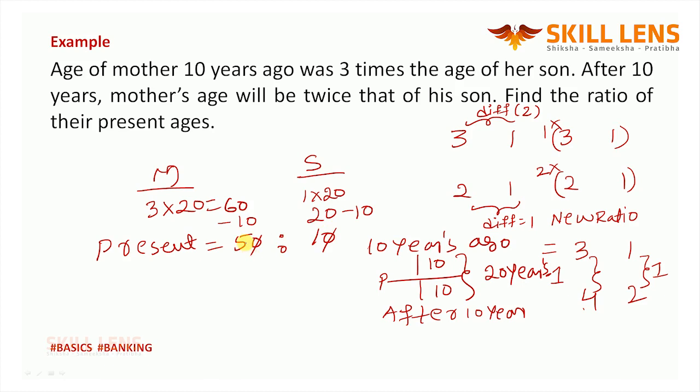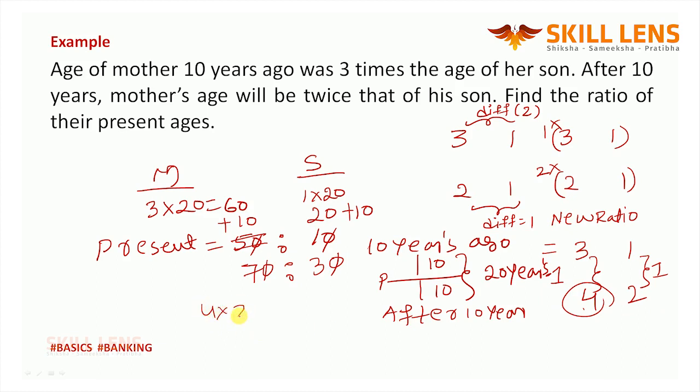No. Guys, you are in the past, no? So you have to add 10. So if you add 10, it will become 70. If you add 10, it will become 30. I was subtracting, but you're supposed to add, because you are taking the age from 10 years ago. So you have to add to come to the present. So then the ratio will become 7:3.